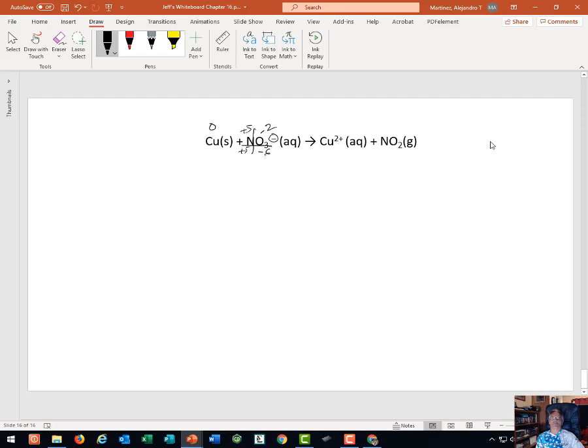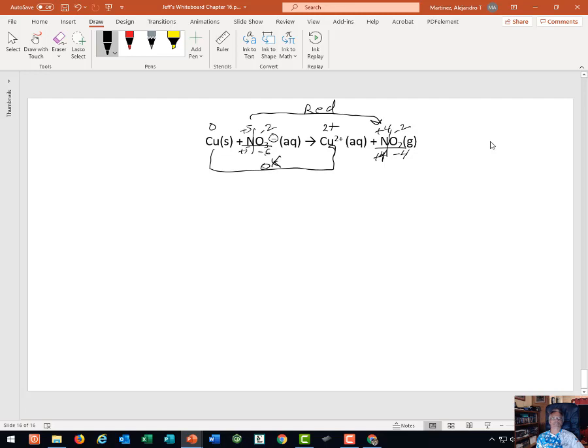Over here we've got a monoatomic ion, copper, and it's 2+, so it's got a 2+ oxidation state. And here we've got nitrogen dioxide, a molecule, so all the oxidation states have to add up to 0. 2 times a -2 is -4, so nitrogen is going to be a +4. All right, so copper is going from 0 to +2. That's clearly oxidation. And nitrogen is going from +5 to +4. That's a reduction in oxidation state.